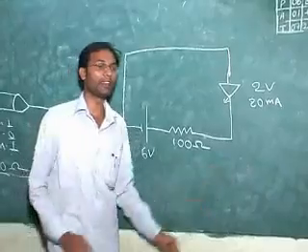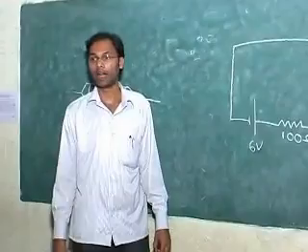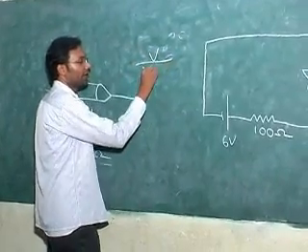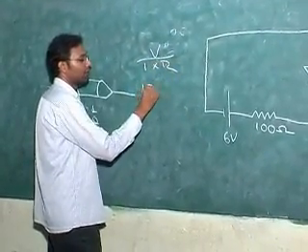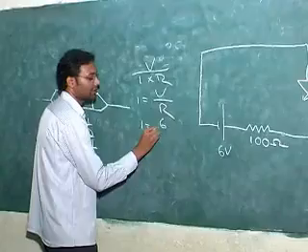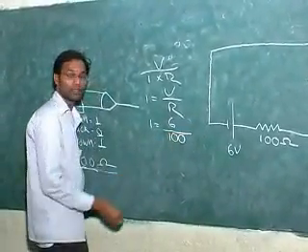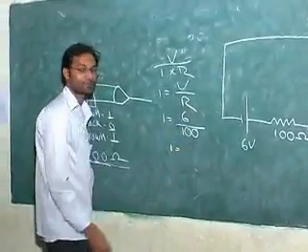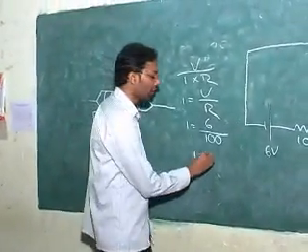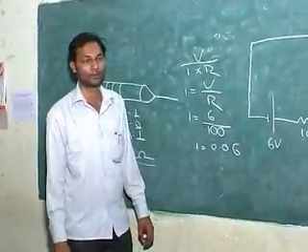To know how much current comes here, what should we do? We don't know the I value, so we have to find the I value. Again the formula: V equals I into R, so I is equal to V by R. What is V? 6, and R is 100 ohms. So I is equal to 6 divided by 100, which is 0.06.